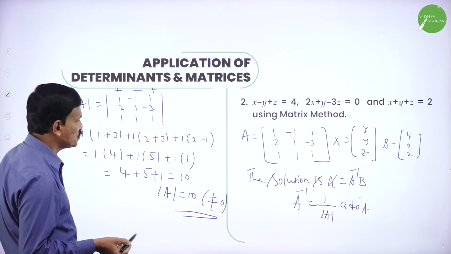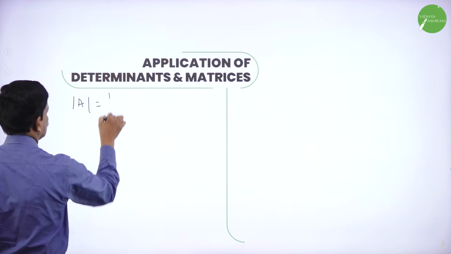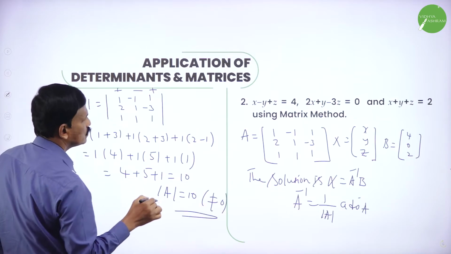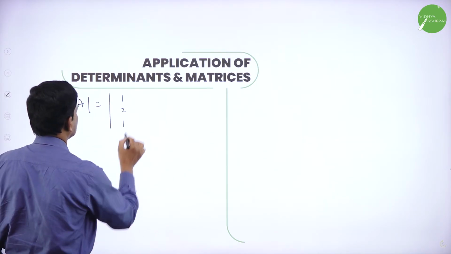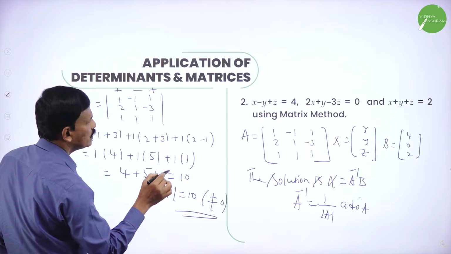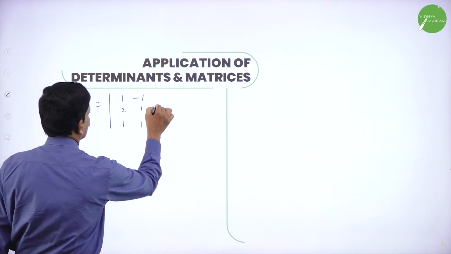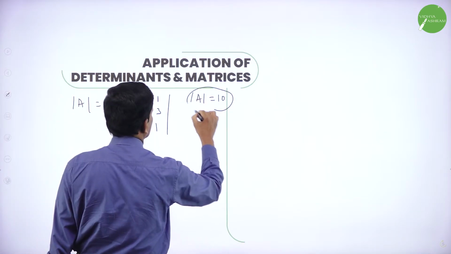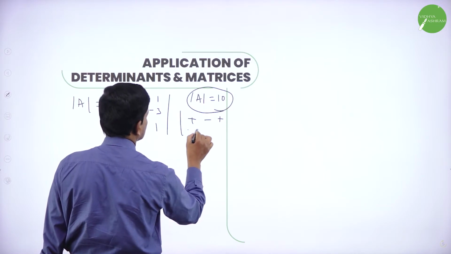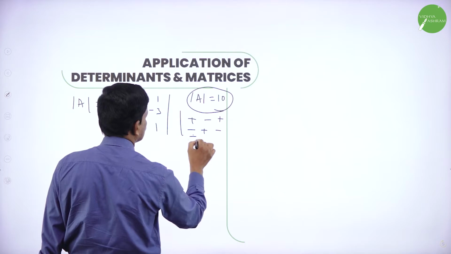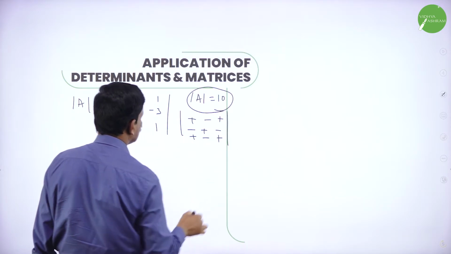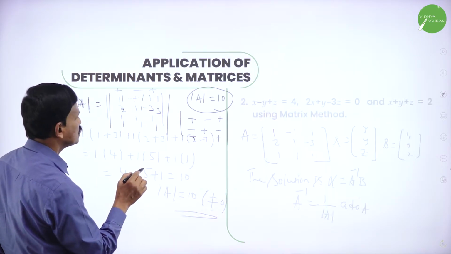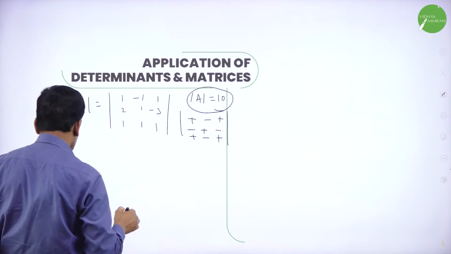Now I will go to the next page. The determinant of this matrix: 1, minus 1, 1; 2, 1, minus 3; 1, 1, 1. You know the determinant is 10, we already got. Now the signs are plus, minus, plus; minus, plus, minus; plus, minus, plus. These are the signs. Okay, now write down the cofactors.